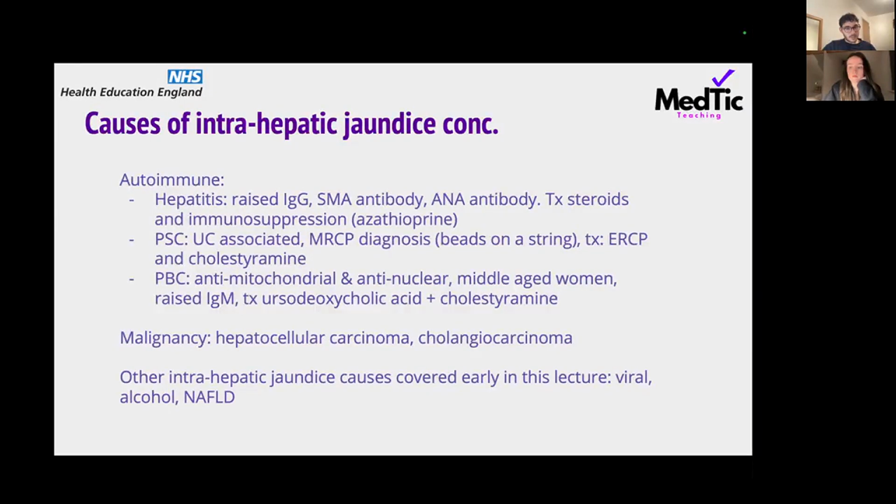Primary sclerosing cholangitis is associated with ulcerative colitis. You typically get beads on a string on MRCP, and you treat it with ERCP to stent, and you can also do bile acid sequestration therapy as well. Then you have primary biliary cholangitis, which is all the M's: middle-aged women, raised IgM, anti-mitochondrial antibody, and this you treat with, as we've spoken about this condition earlier, ursodeoxycholic acid.